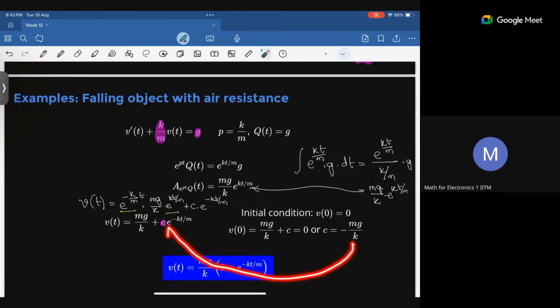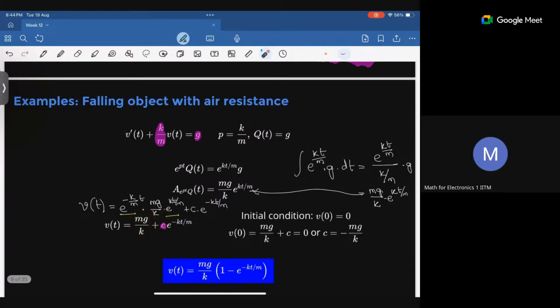So we'll bring that c and substitute here. If we substitute that minus mg by k and pull out mg by k common, you will have 1 minus e power minus kt by m. So k and m are known to us, as mentioned earlier, k, m are known or given. And g is also known to us. So when you substitute those values, you will see that v of t will be only in terms of t.